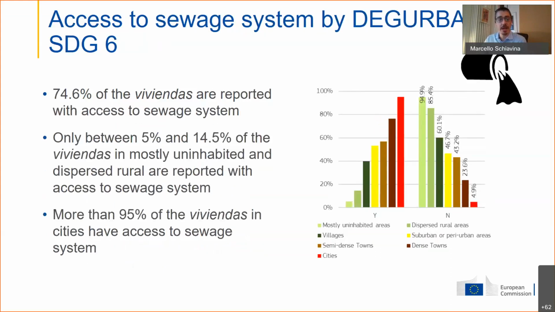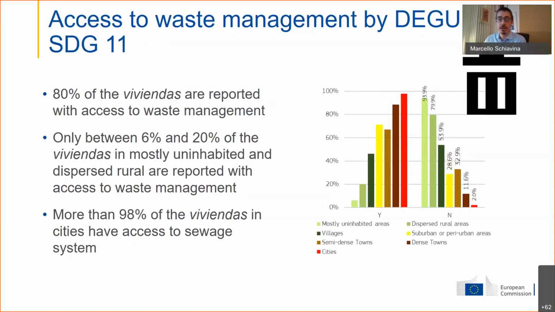We have other data on sewage system access, SDG 6, with the same pattern as before, with villages the most connected in the rural domain, almost 40%, and cities still dominant, mostly connected to the sewage system. And finally, something about SDG 11.